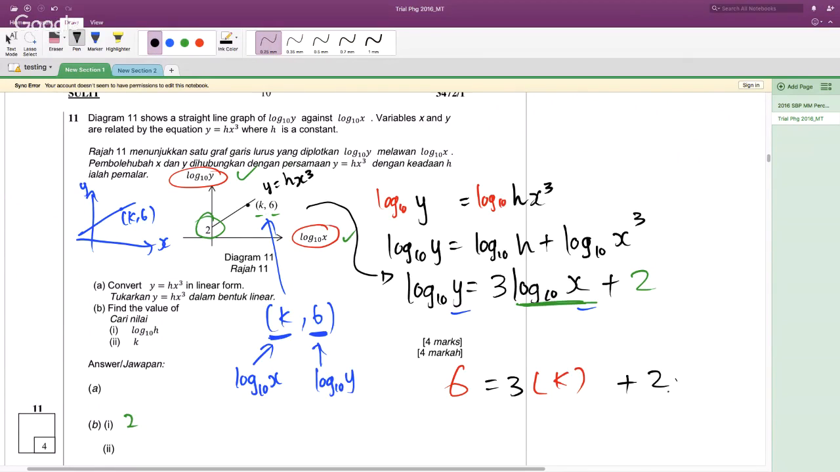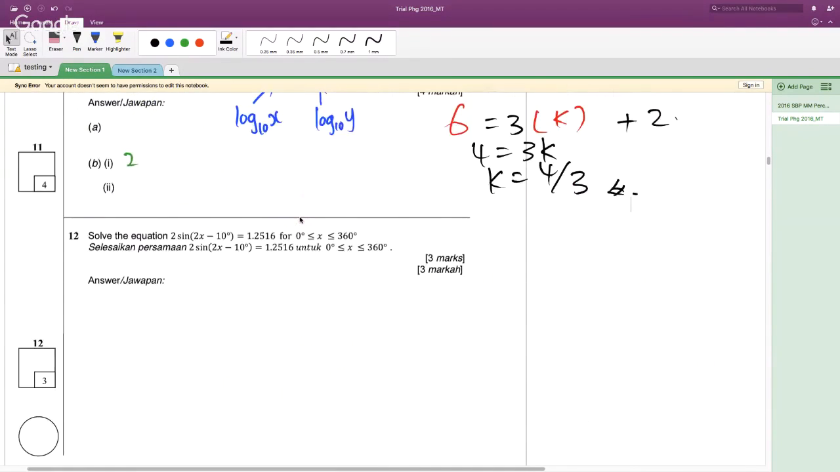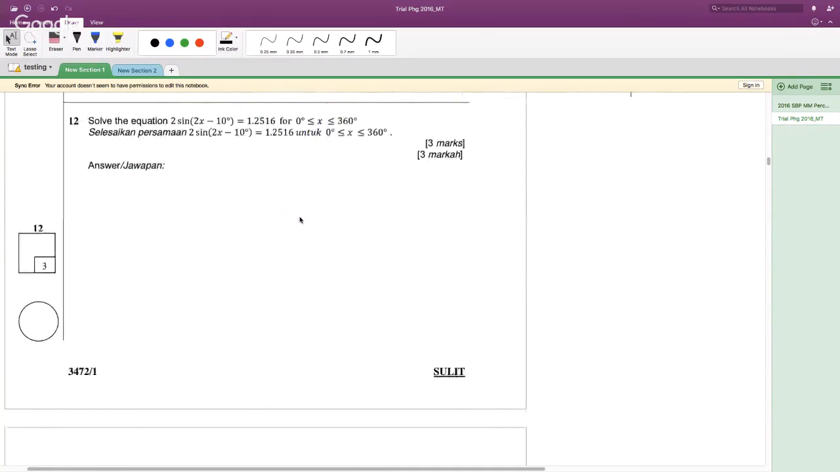So I move the plus 2, you get 4 equals 3k. k equals 4 over 3. Okay, please do not substitute k and 6 into your y and x, which is not the y and x in this case. It's log 10 x and log 10 y. Yeah, I hope you basically understand this. So let me move on to question 12.